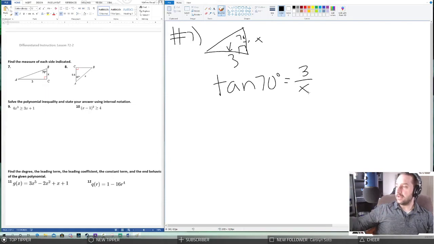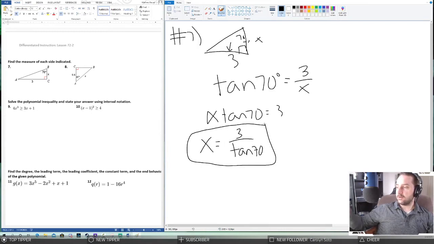Get x by itself: multiply both sides by x, then divide by tangent 70. And then this right here is going to be our solution. Enter that in your calculator. Comments or questions on that?